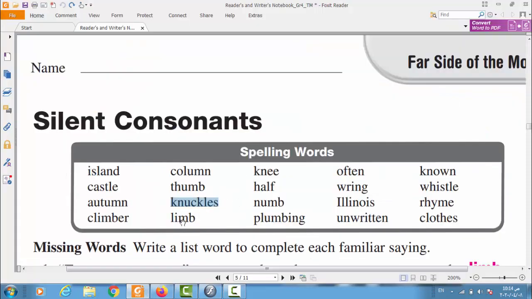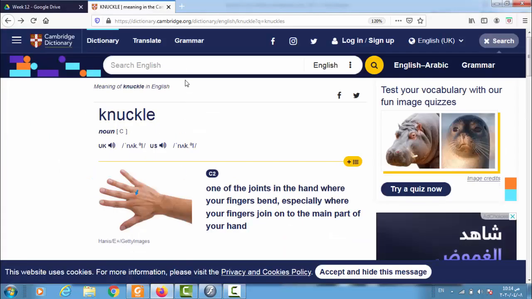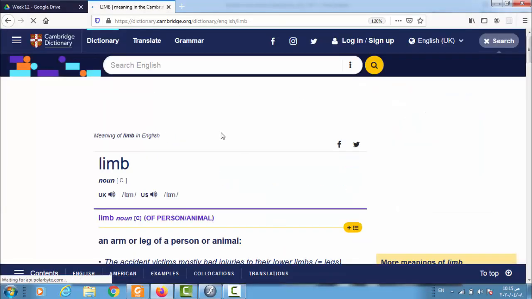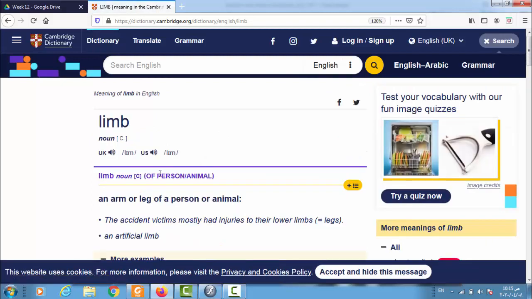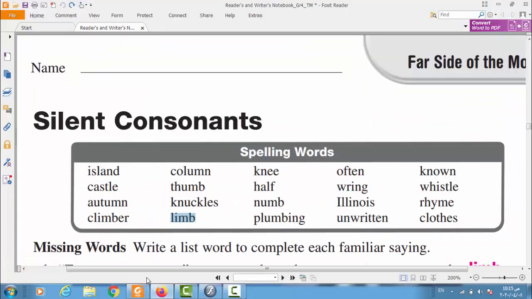Back again. Last one in the second column. Limb. The B here at the end is silent. A limb is an arm or a leg of a person or animal. This is the limb. So the limb is an arm or a leg of a person or animal. The next one is in column number 3.